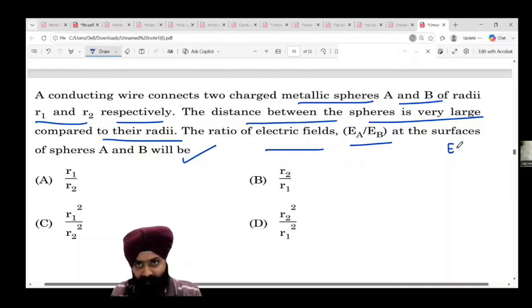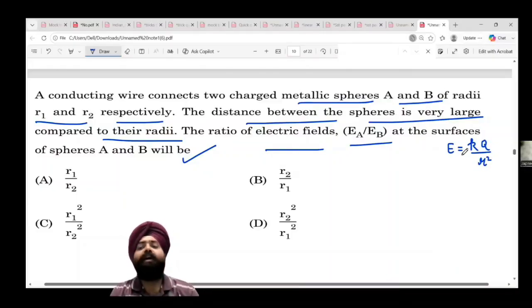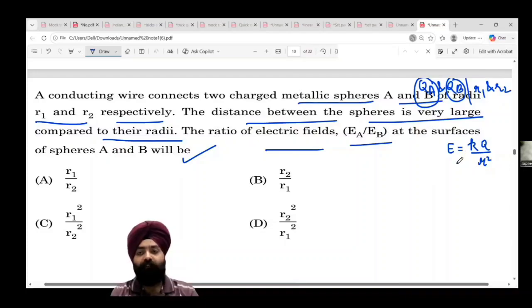What is the formula of electric field? E equal to KQ upon R square, right? If we apply this formula to calculate the ratio and we suppose that the charges are QA and QB on both spheres and radii are R1 and R2, we are not able to cancel out QA and QB with each other. So we have to find some logic. We have to apply another formula also, so that we can get our desired answer, because the answer is given in the form of R1 and R2 in all the options, right?